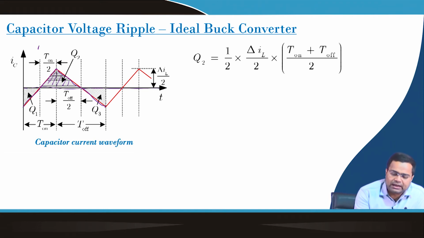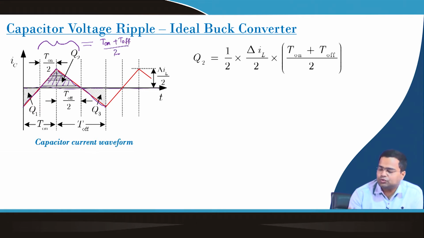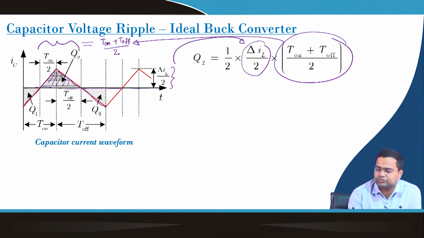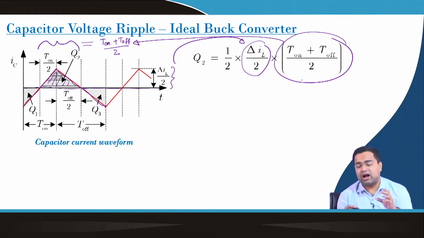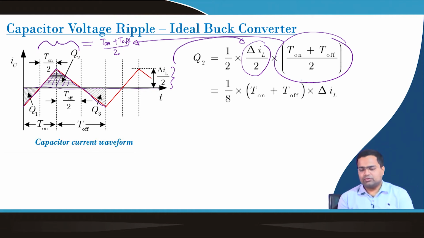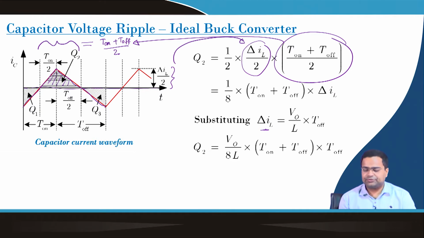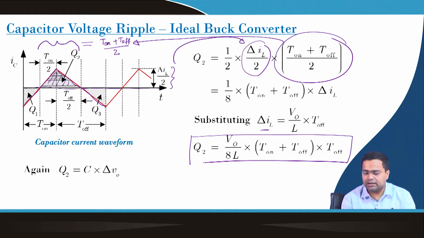And it can be shown that this time period is nothing but (T on plus T off) by 2. This quantity is half of the ripple. So, we are talking about this quantity, and the area under the curve is half into height into time. Now, we know that delta IL is V0 by L into T off. So, if you substitute, then you can get the expression for the positive charge of the capacitor.